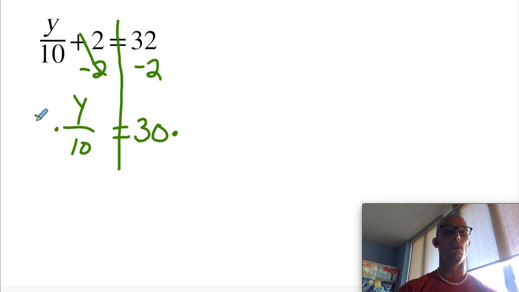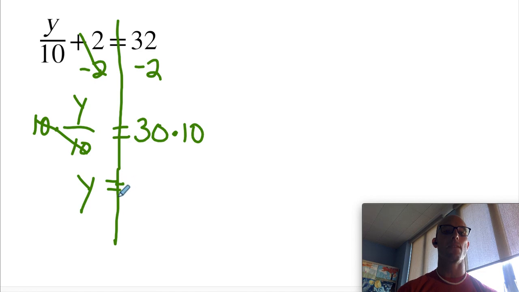If we're not quite sure, we can use our step, so our process here. And what I'm going to do is I'm going to multiply both sides by 10, right? And I'm doing that because multiplying by 10 and then dividing by 10 is going to kind of cancel to just give me my y value. All right, so here we go. I'm going to extend my segment. Y is equal to 30 times 10 is 300. So 300 would be my solution here.